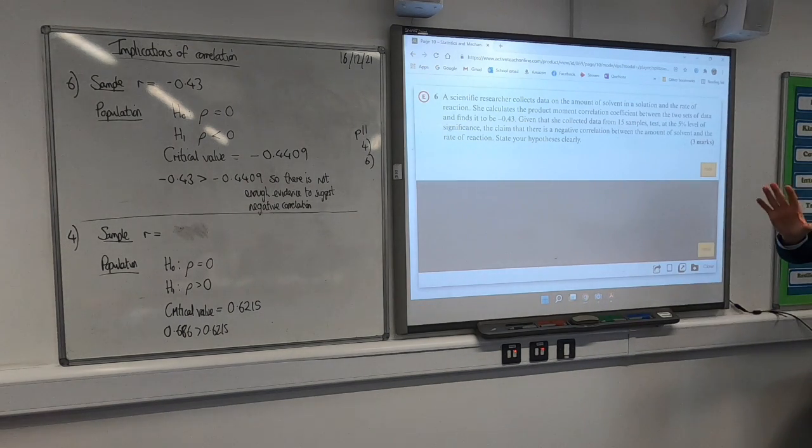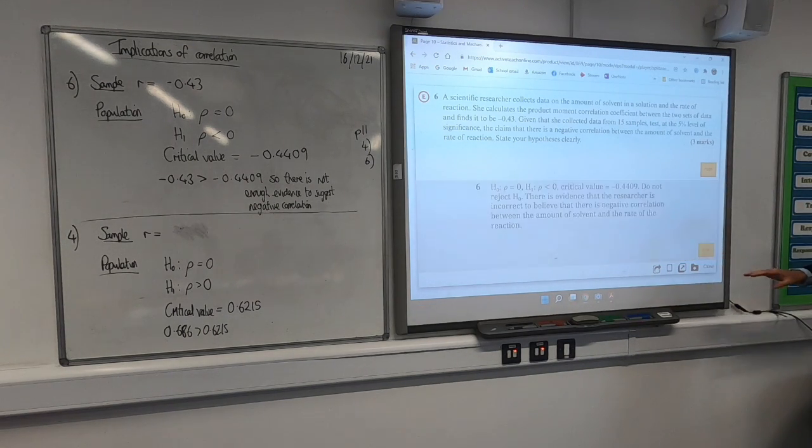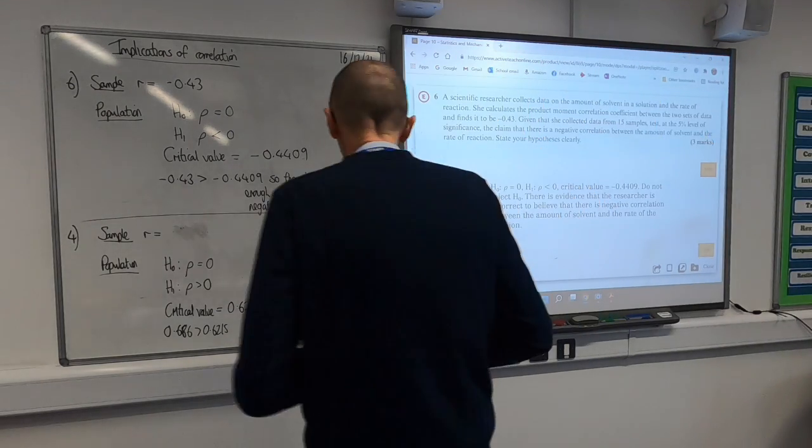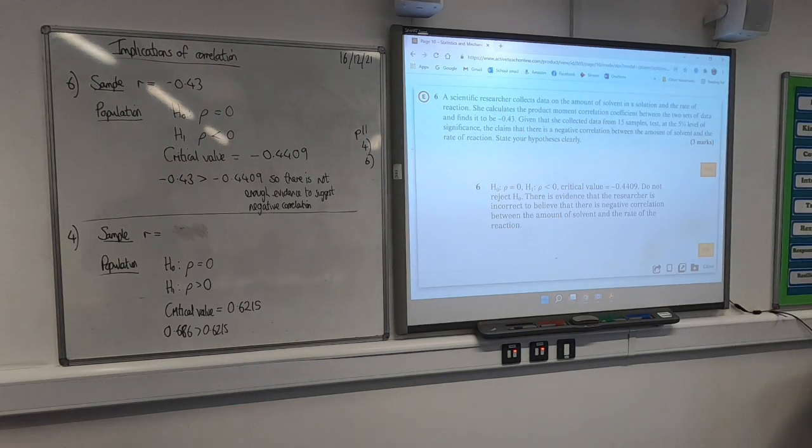We're not far off. So I've sort of said this. It's not like there's no evidence, but it looks like this researcher is incorrect. There's not enough evidence to suggest a negative correlation. It's not negative enough. It's not negative enough. Anyone want to ask questions about that?